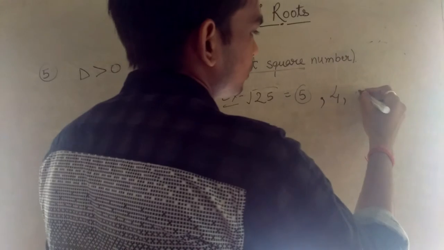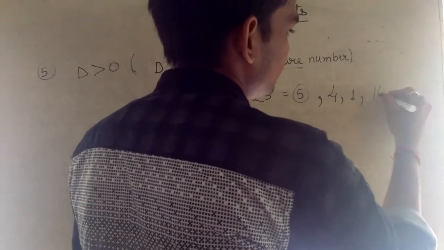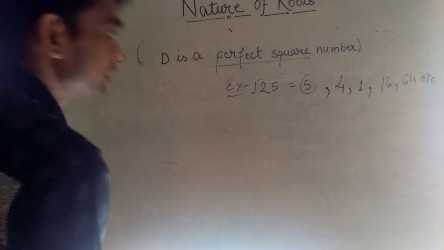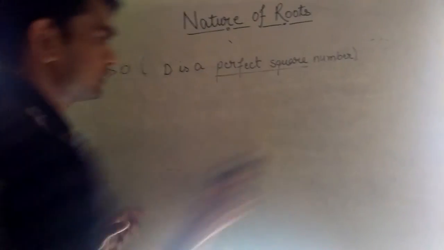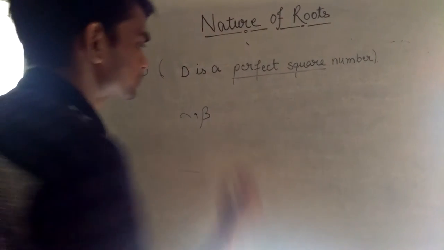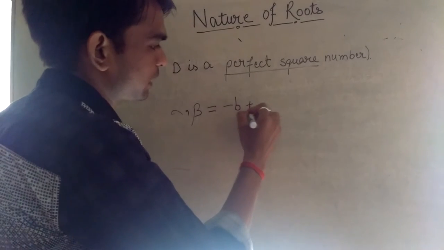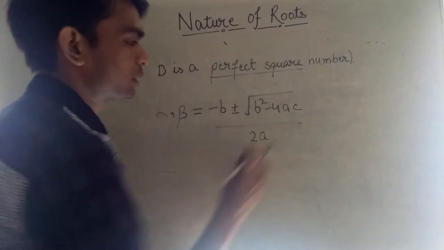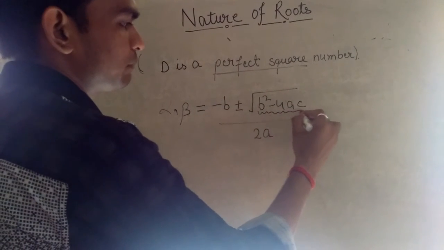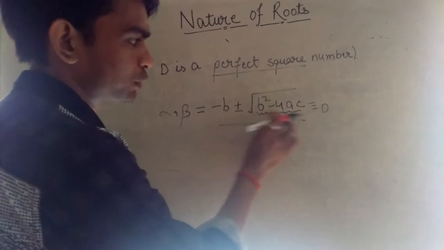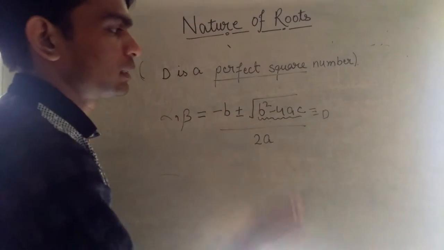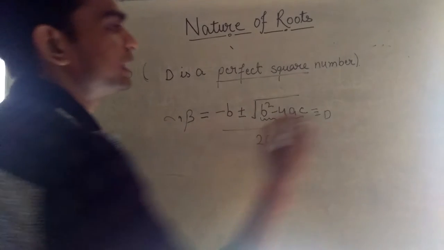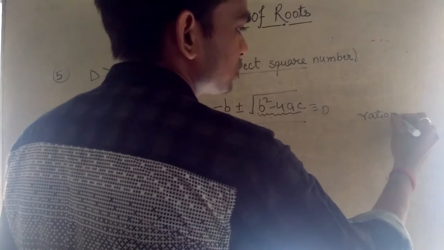Similarly, 4, 1, 16, 64, etc. Okay, so if D is a perfect square number, then we know that alpha comma beta equal to minus b plus minus root under b square minus 4ac divided by 2a. So b square minus 4ac is equal to D. If D is a perfect square number, and we take the root of a perfect square number, then we get an integer. An integer is also a rational number.